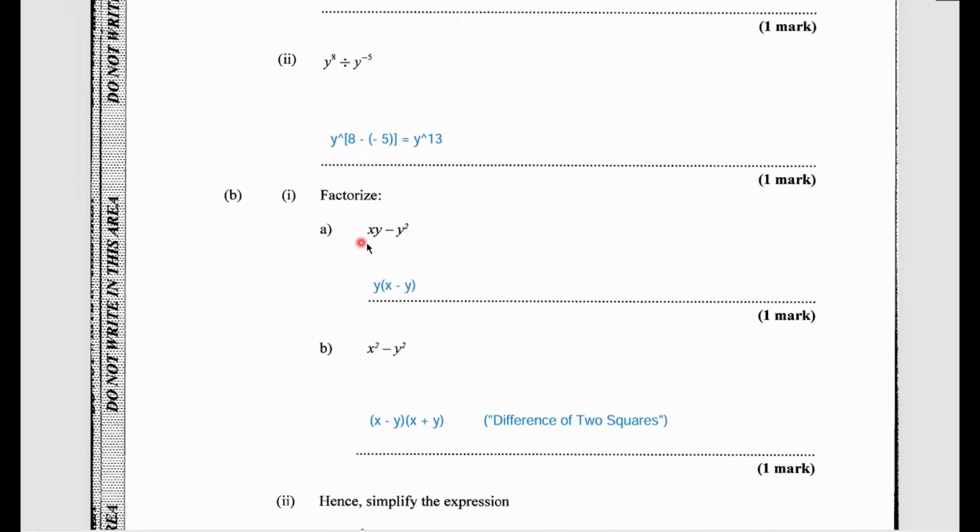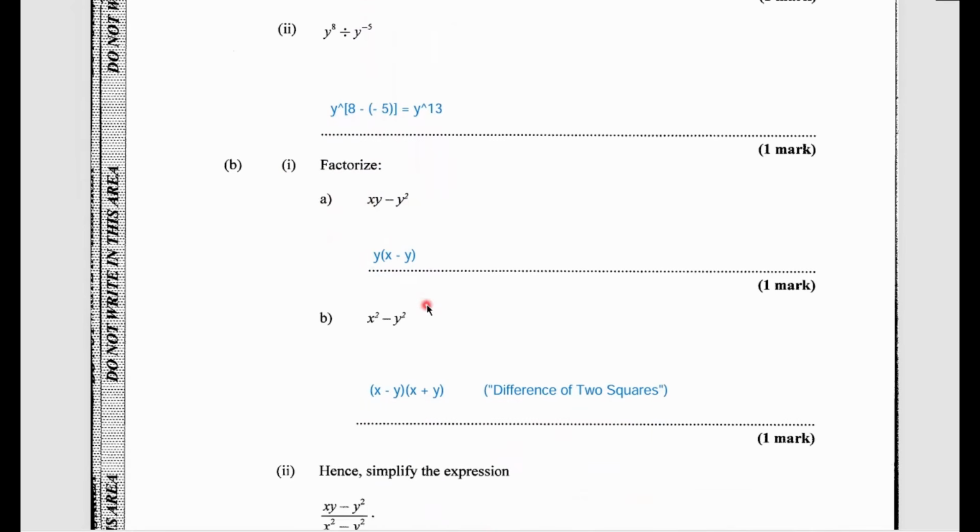Part B, part 1A, xy minus y squared. They want us to factorize. We pull out what is common, which is y. Remain with what? x, and y into y squared is y. So this is the answer here: y open bracket x minus y.